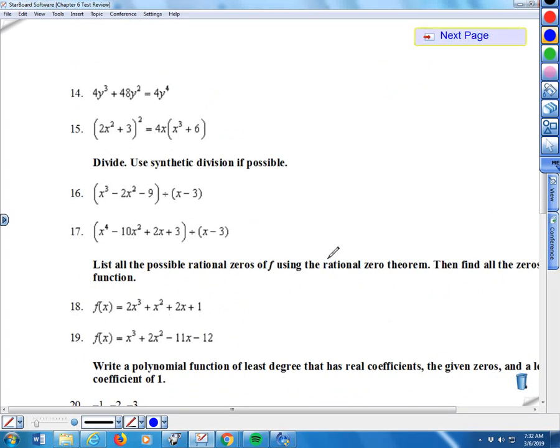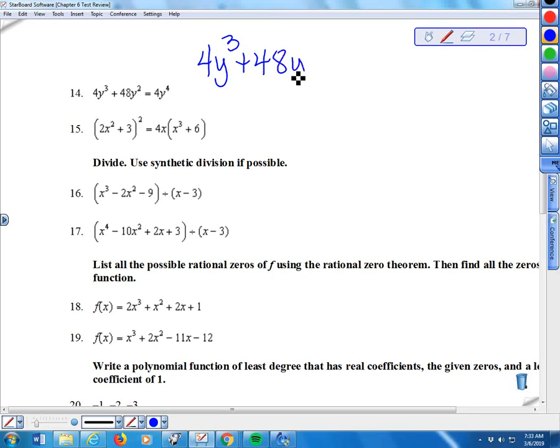Here, I need to get everything to one side. And I'm going to go ahead and put the minus 4y to the 4th first, just so that I have it in decreasing order, set it equal to 0. Now I'm going to pull out what's common to all three. I always want my leading term after I factor it to be positive, so I'm going to pull a negative 4 out, and then I'm going to have y to the 4th.